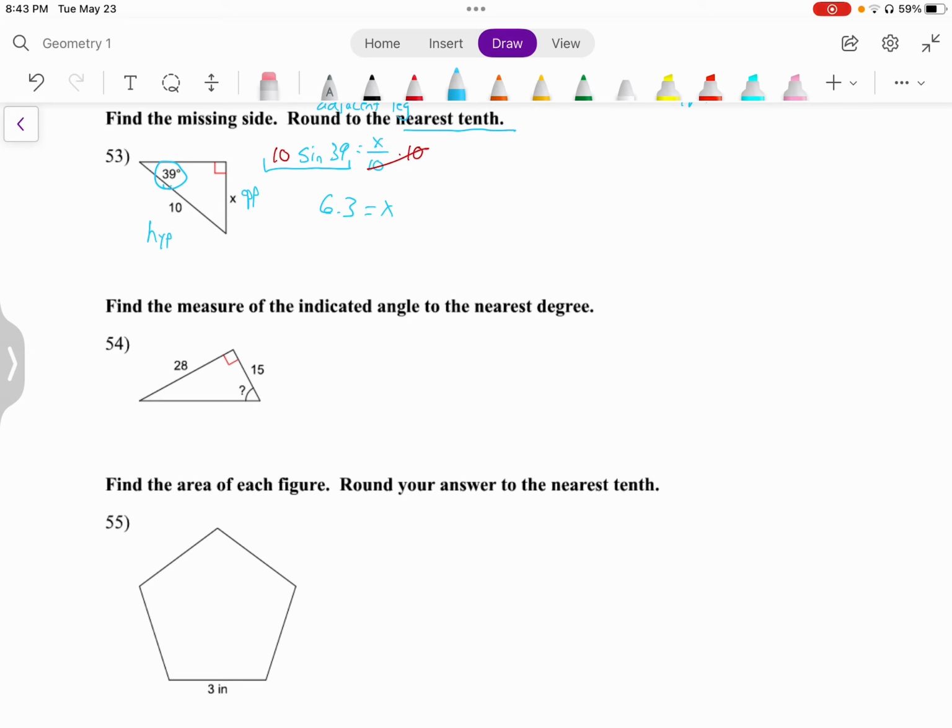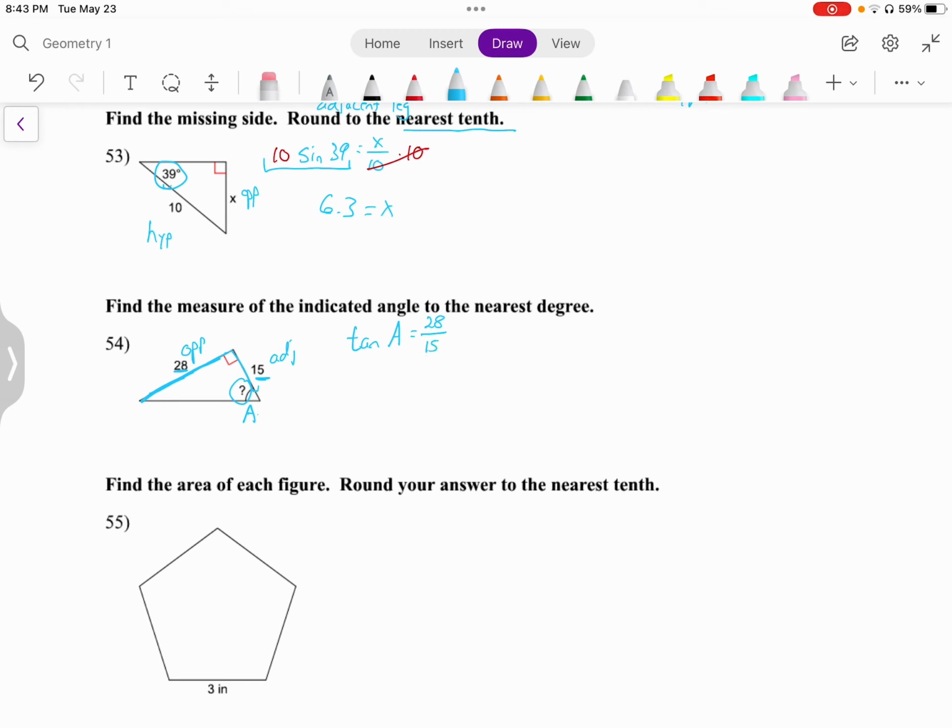Find the measure of the indicated angle to the nearest degree. This time we want to find this angle. I'm going to call it A because I don't like using question marks. So with respect to angle A, we have the 15 and the 29. Well, those are both legs. This is the opposite, and this is the adjacent. So which trig ratio deals with the opposite leg and adjacent leg? That is tangent. So we write tangent of the angle, which we don't know. We're calling it A, equals opposite over adjacent.